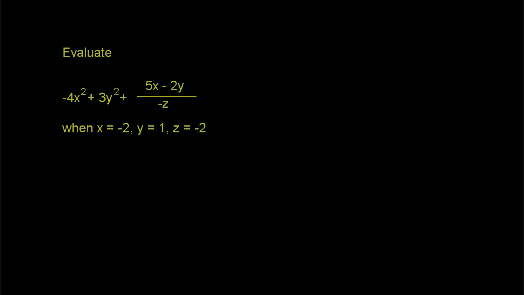Okay, here's our second evaluation problem. Reads: evaluate -4x squared plus 3y squared plus this fraction, 5x minus 2y over a -z. That's a z. When x equals -2, y equals 1, and z equals -2. Go ahead, hit the pause button, see what you get. We'll be right back.